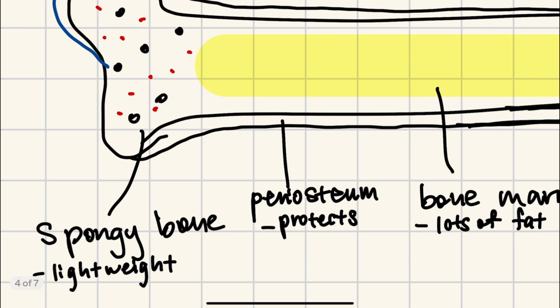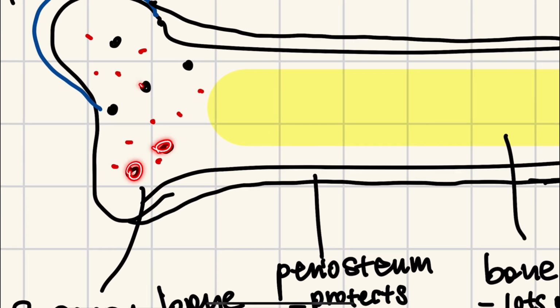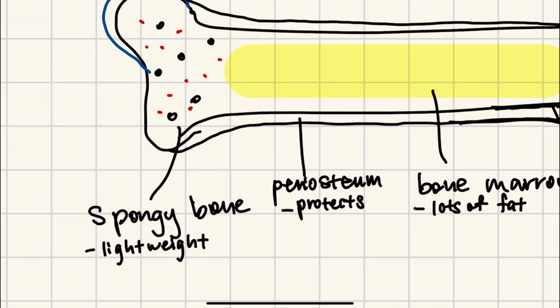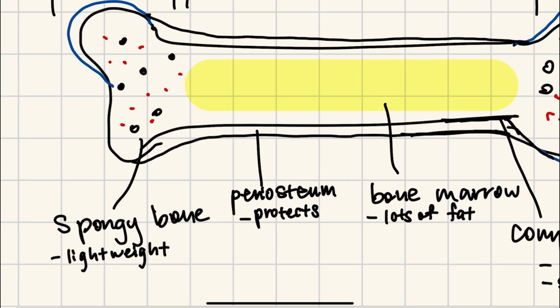Spongy bone is bone that contains holes inside, which allows it to be less dense and therefore lightweight. This is necessary because the bones are needed to be tugged and pulled on in order to generate movement. And if the bone was too heavy, then this wouldn't be possible.